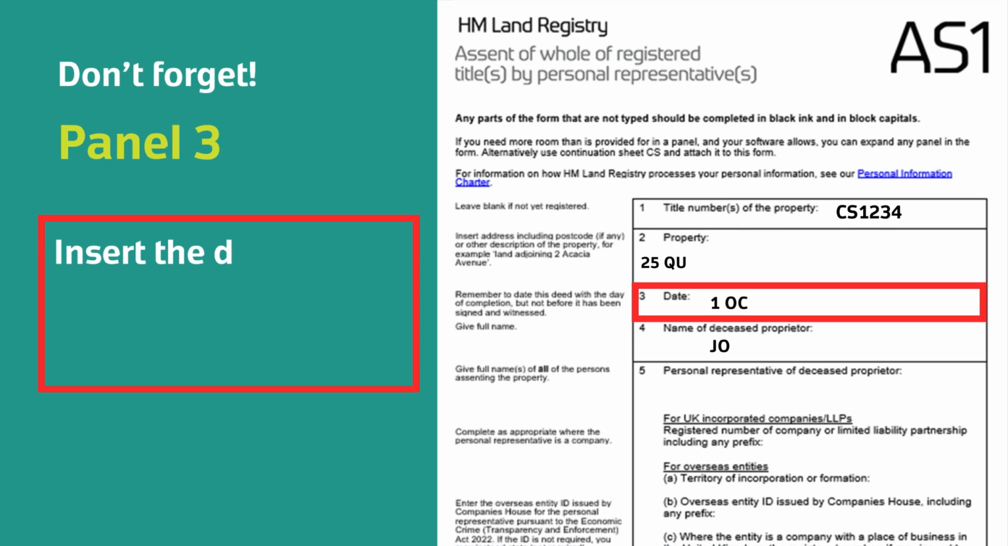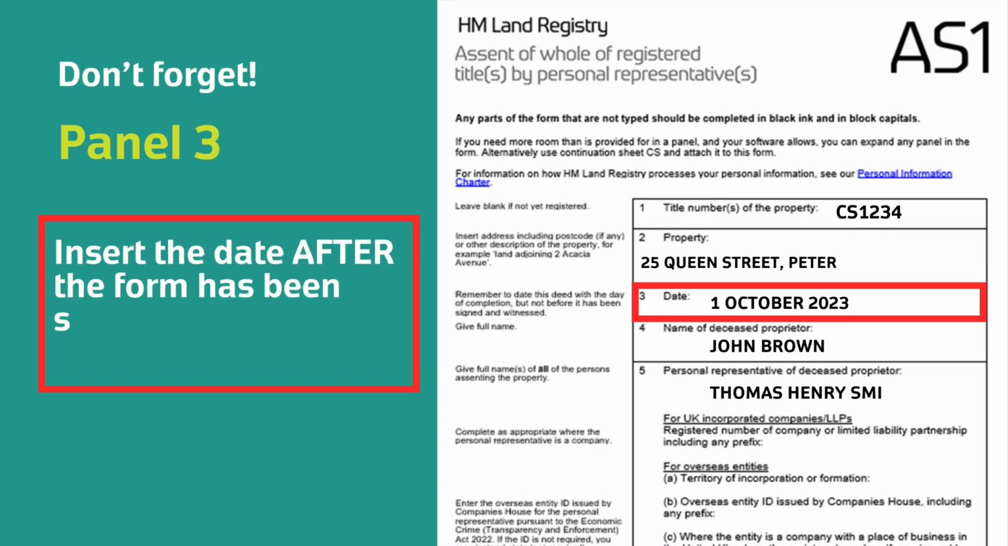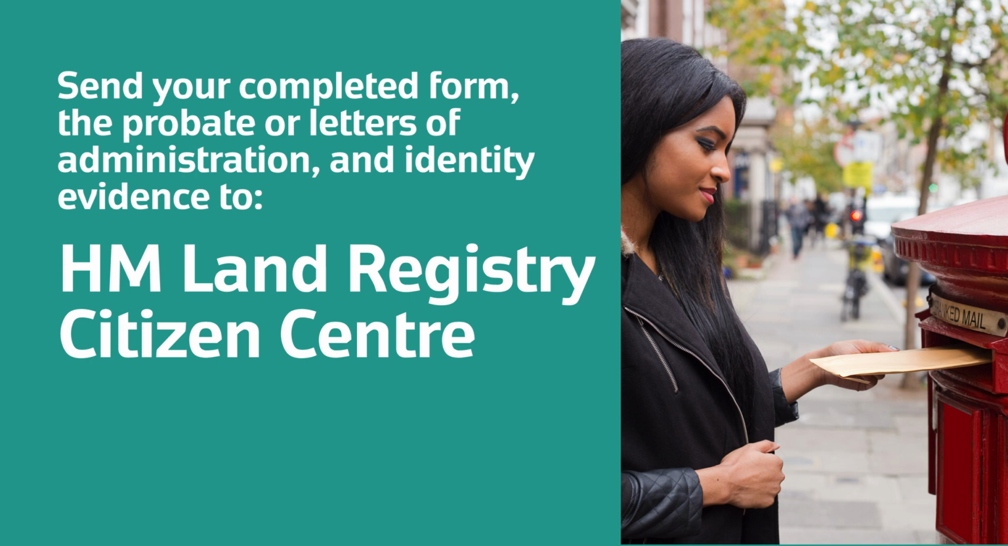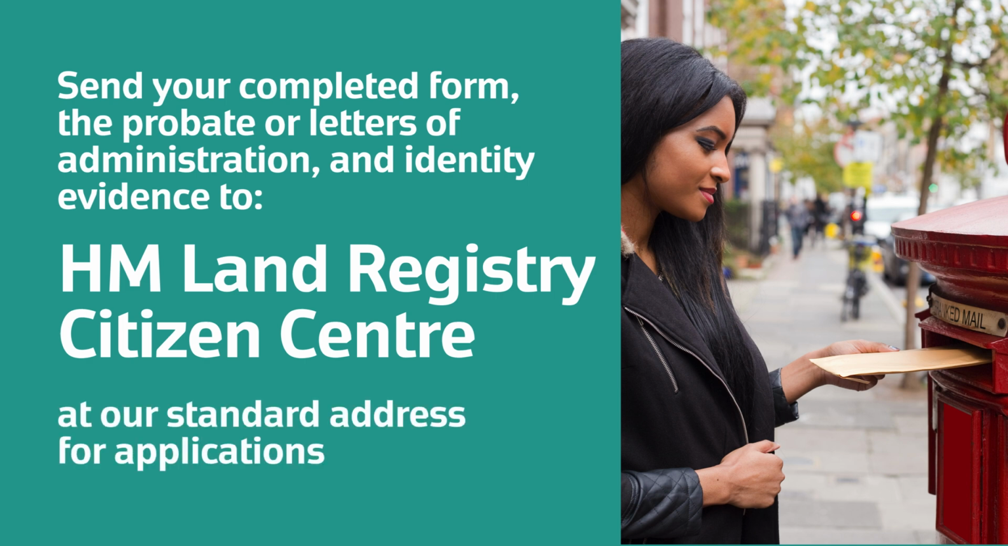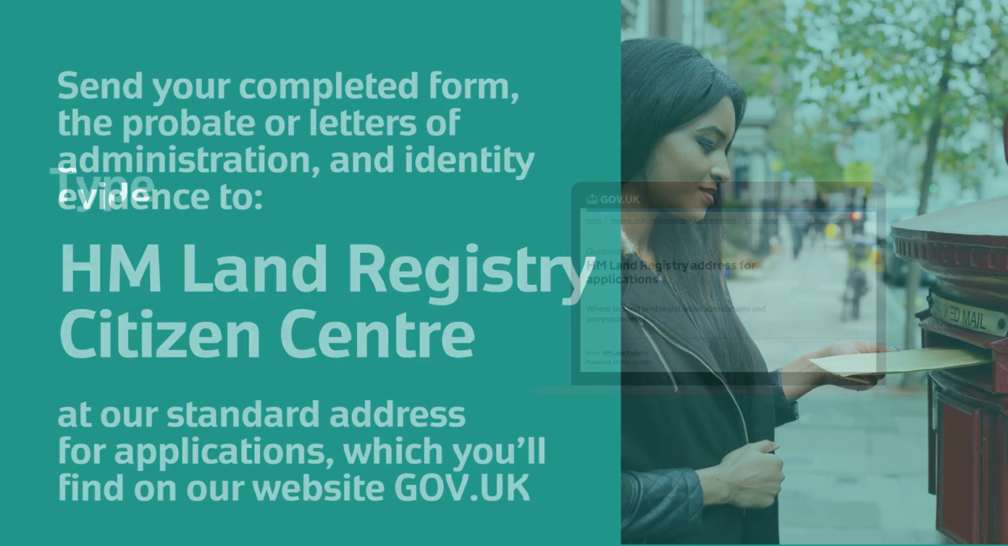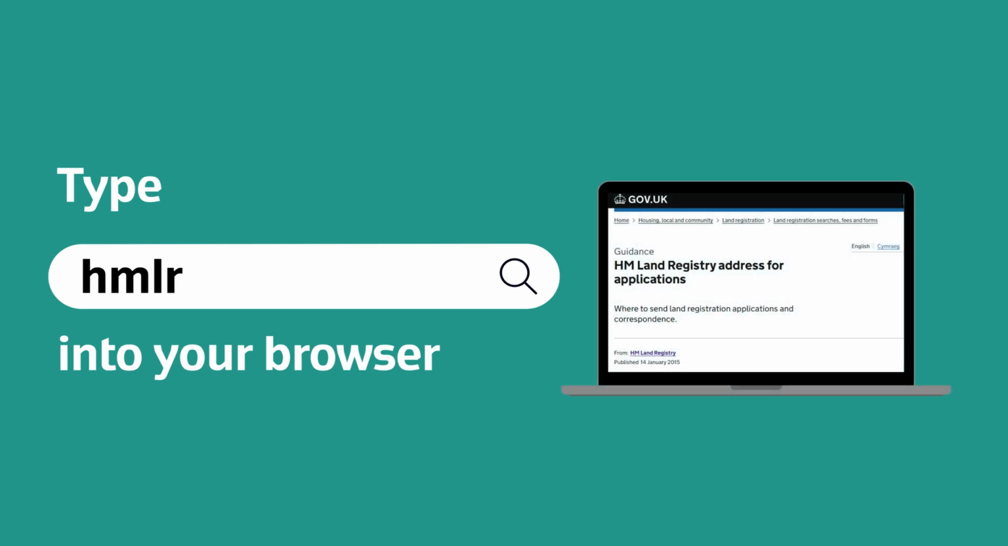You can now go back to panel 3 and fill in the date the assent has been executed and witnessed. And that's it! Send your completed forms and probate or letters of administration to the appropriate address listed in our guidance page on gov.uk or to HM Land Registry, Citizen Centre, at our standard address for applications, which you'll find on our website, gov.uk. Simply type HMLR address into your browser.